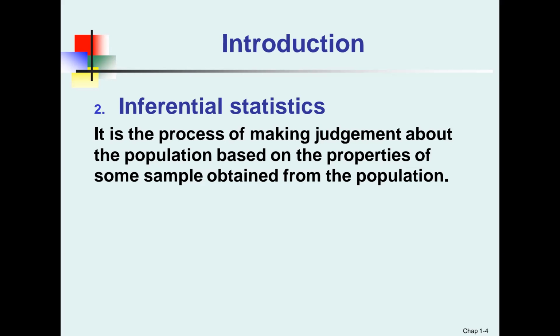So when we look at the characteristics as shown in the sample, we are able to draw some conclusions. Obviously, if the sample has the following characteristics, even the population has such characteristics. So the process of making judgments about the population, based on the properties or characteristics of the sample that you get from the population, is what is called inferential statistics. Is that okay? Yes, please.